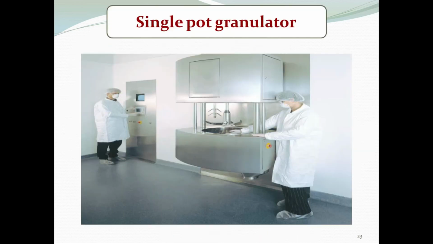The single pot industrial granulator looks like this. You can observe here, this is a single pot. There are some mixers and choppers, so that you can easily prepare granules. That's why it is called a single pot granulator.